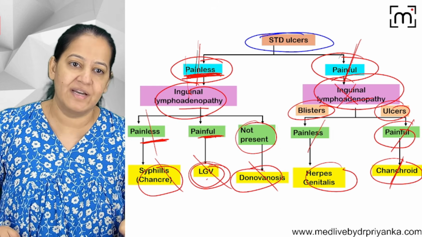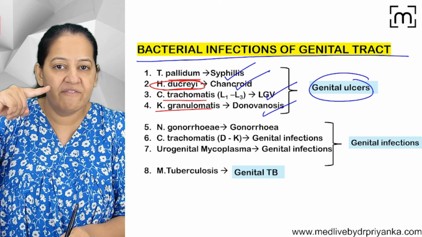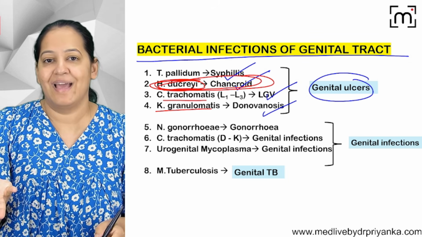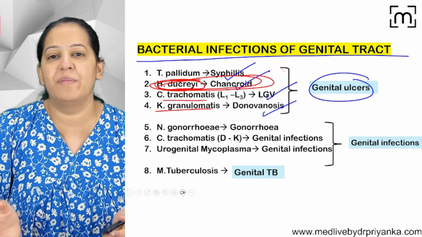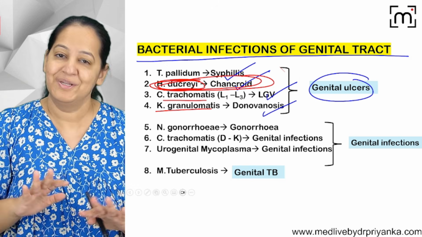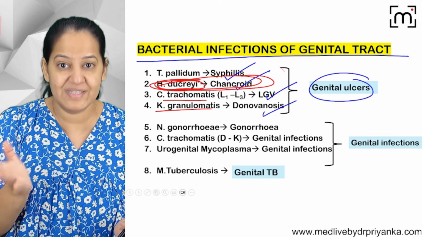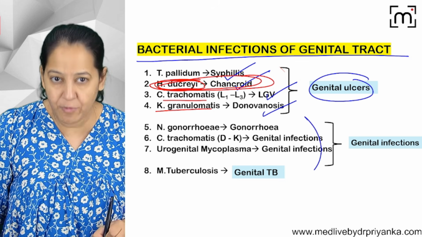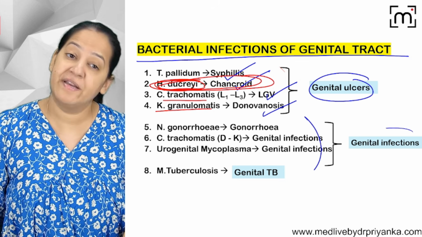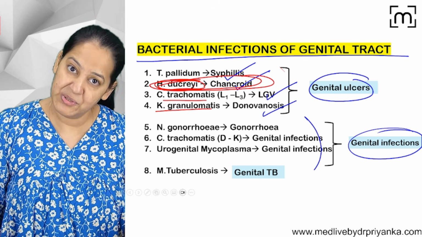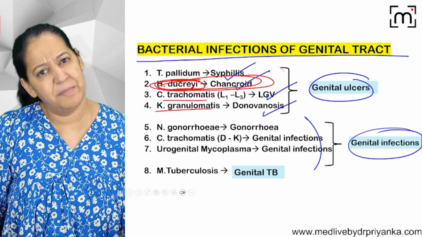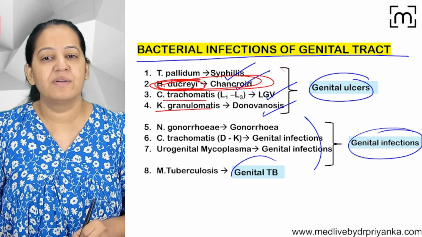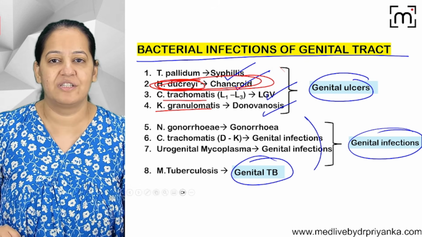Chancroid, that is Haemophilus ducreyi, is causing the painful ulcer. The remaining 3, Syphilis, LGV, and Donovanosis, are painless. Among the painless, we will then see the lymphadenopathy and how to differentiate them. So you already got the broad approach. Now we will see the details of each organism under a fixed set of headings. Apart from that, we have to discuss 3 more bacteria which do not cause ulcers, but they cause genital tract infections like urethritis, cervicitis, vaginitis, epididymitis, prostatitis, and salpingitis in male and female. And we have to discuss Mycobacterium tuberculosis, which causes genital TB.